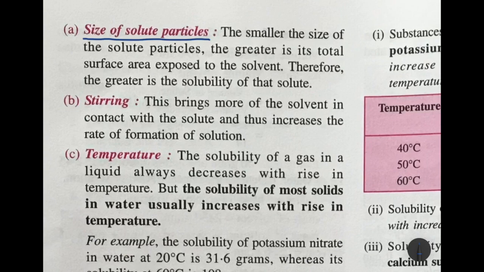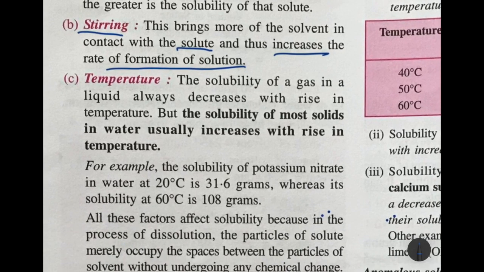For example, if you take sugar and glucose, which one has smaller size? Naturally glucose. So which one will dissolve faster? If you put one spoon of glucose and one spoon of sugar in two glasses of water, you will see that the glucose will instantly dissolve because it has smaller particles. But sugar, you have to stir until it dissolves. So the smaller the size, the greater is the solubility. Next is stirring. When you stir the solvent, it brings the solvent in contact with the solute, and so it increases the rate of formation of solution.